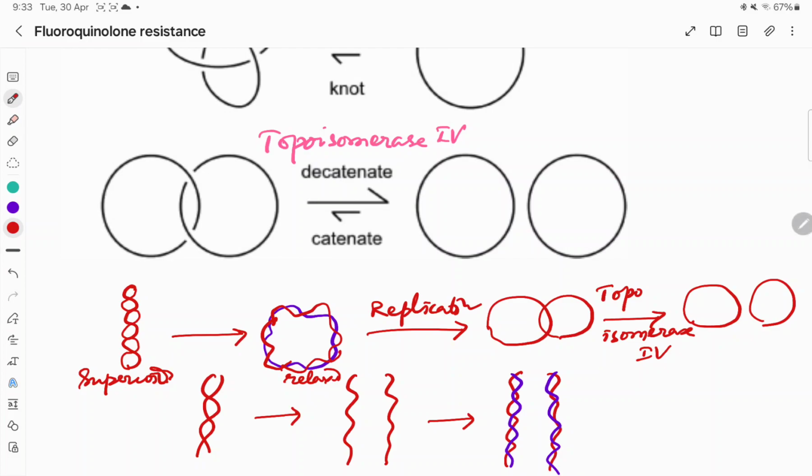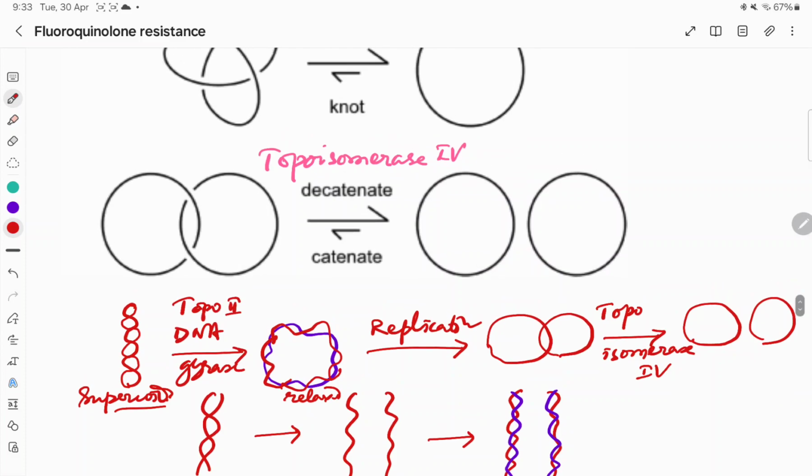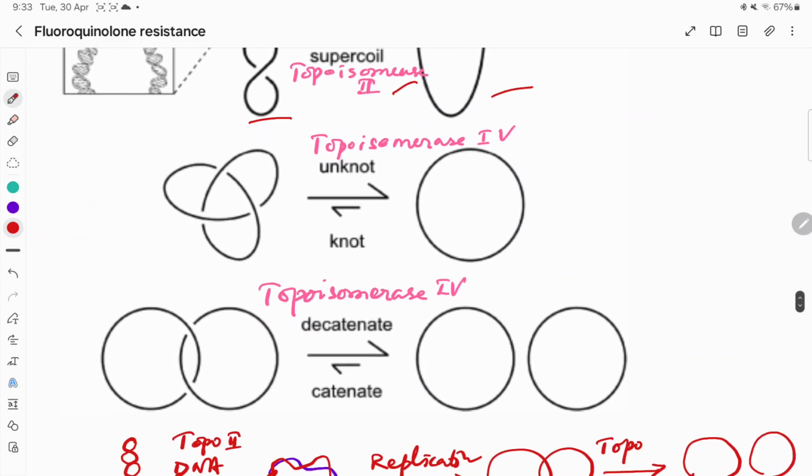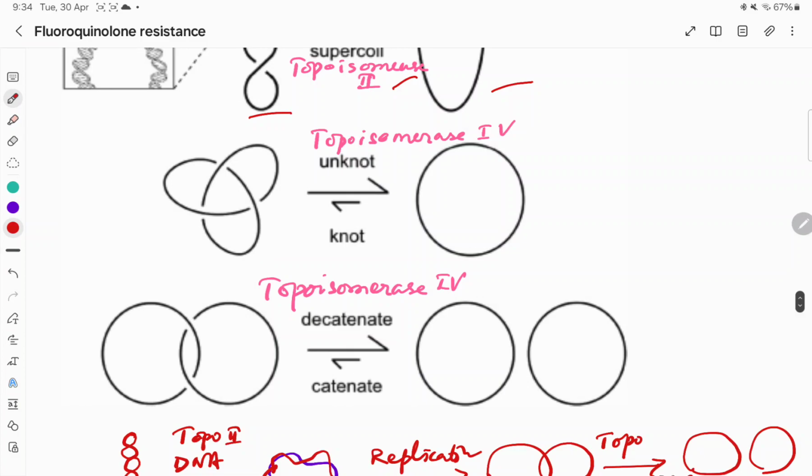So the supercoiled form is converted to relaxed form by the action of DNA gyrase or topoisomerase 2. So you can see the supercoiled form is converted to the relaxed form by topoisomerase 2 or DNA gyrase. Then the catenated form or knot form are converted to the relaxed form by topoisomerase 4.